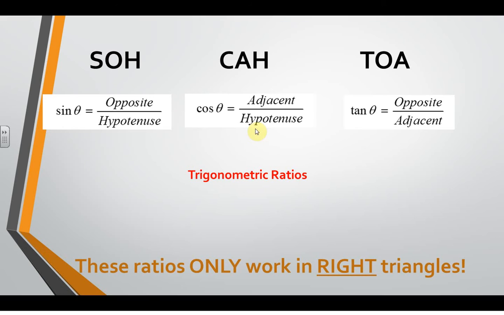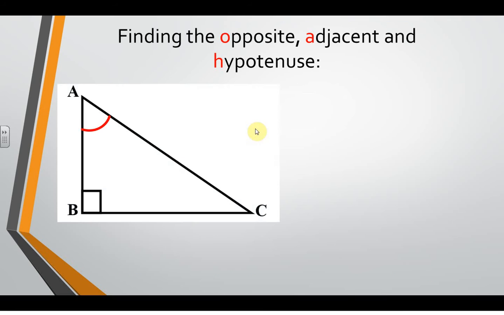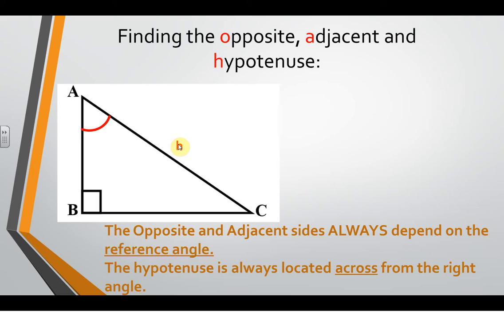over the adjacent. Really quick, I want to remind you that these ratios only work in right triangles. Just like the Pythagorean theorem only worked in right triangles, the trigonometric ratios only work in right triangles. Okay, so to find the opposite, adjacent, and the hypotenuse, it depends on what angle you're dealing with. So the hypotenuse, we can always find it. It's right here. But in order to find the opposite and the adjacent, those sides always depend on the reference angle, which basically just means the one that you're talking about.